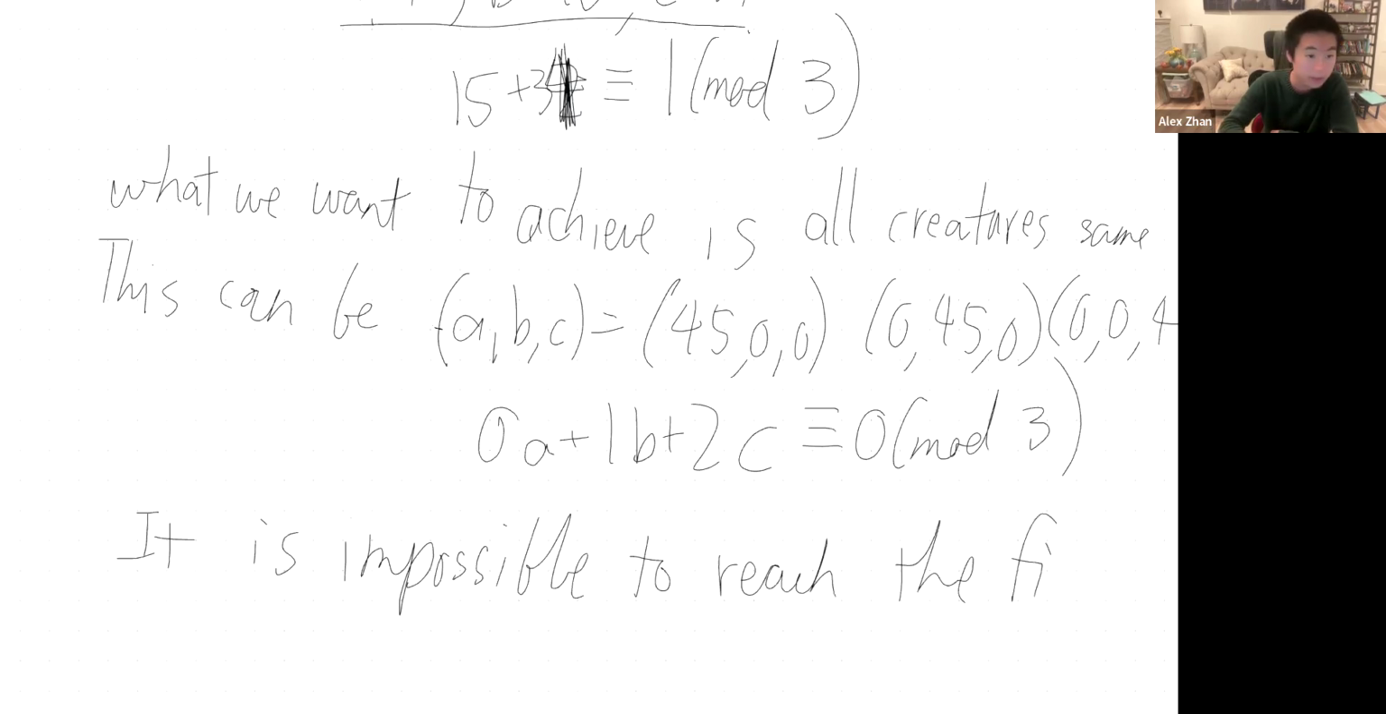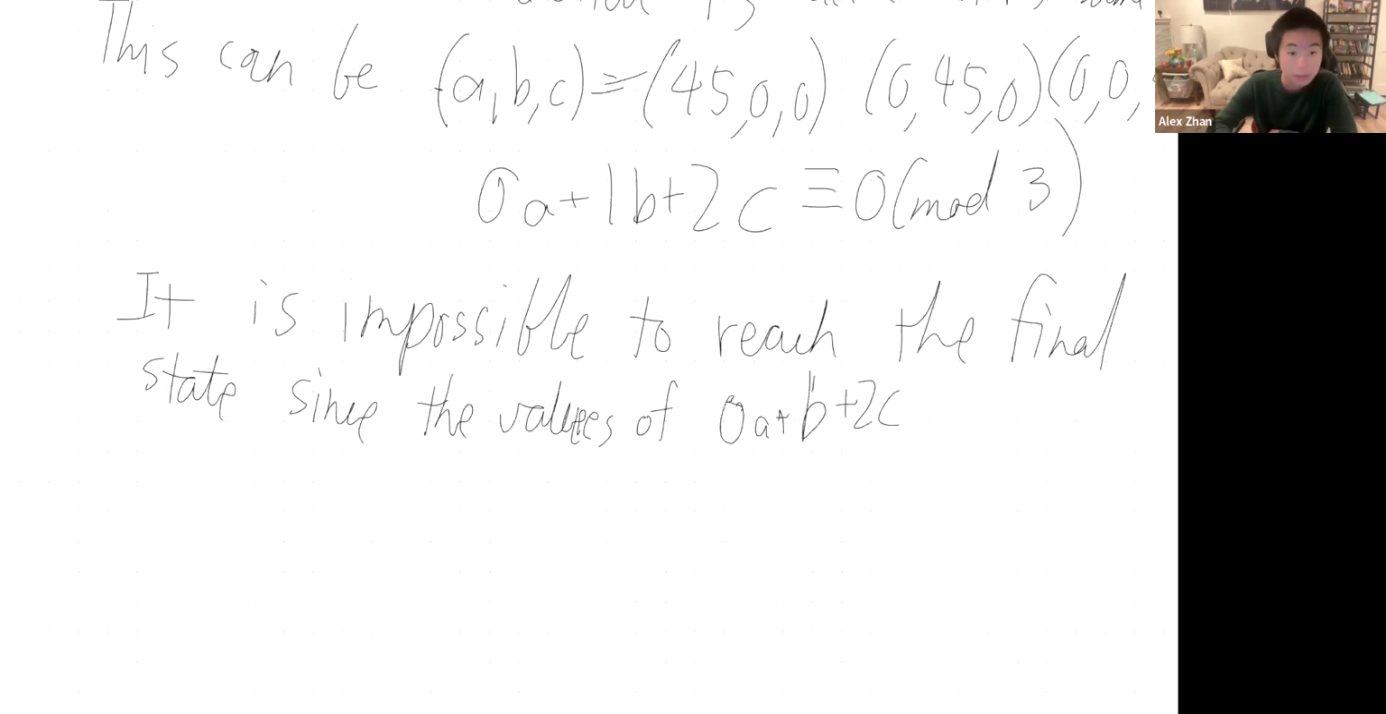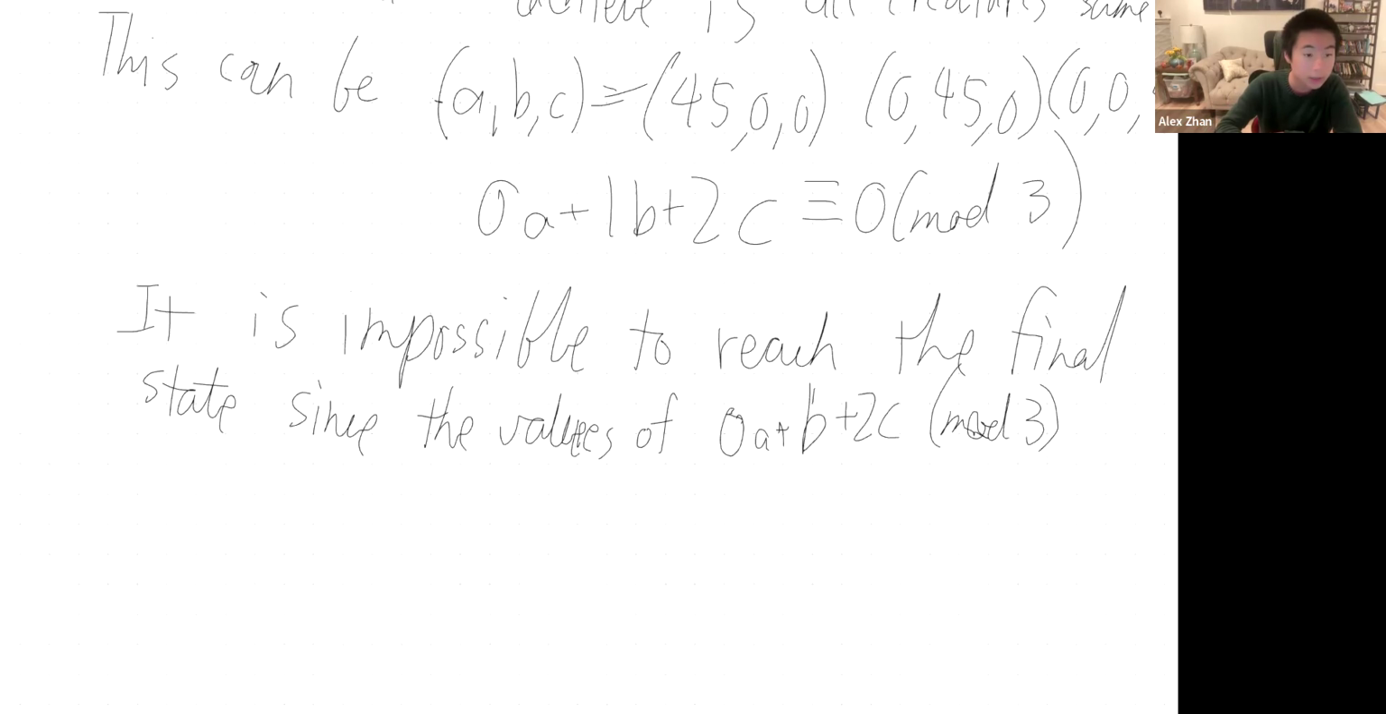It is impossible to reach the final state since the values of the expression 0a plus 1b plus 2c are different in the initial and final states.